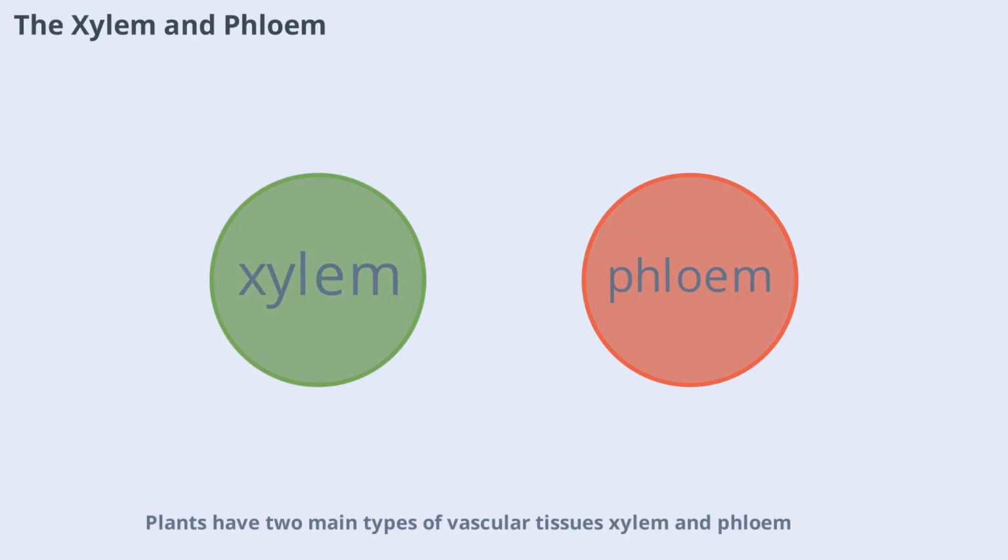Plants have two main types of vascular tissues, xylem and phloem. Xylem transports water and dissolved minerals from the roots to the rest of the plant, while phloem carries sugars and other organic compounds produced during photosynthesis. These tissues form a complex network, ensuring that every cell receives the resources it needs to function and grow.